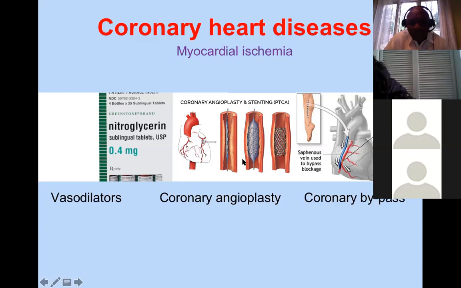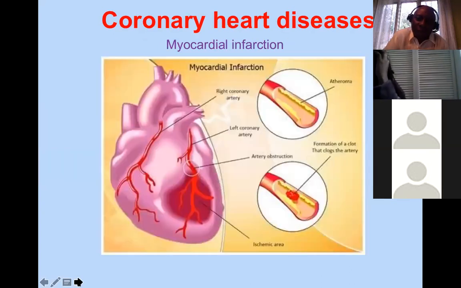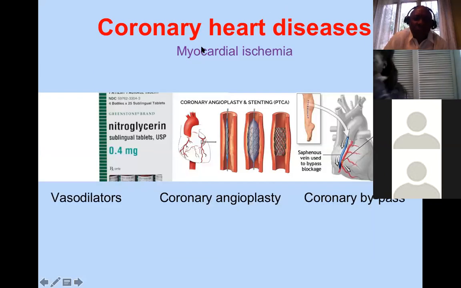there's nothing wrong with these procedures, but they don't work too well long term. So what do we have to do? I'll show you in the next slide what we have to do. But in this slide, we talk about another heart condition. So we've started here with myocardial ischemia, so not enough blood going to the heart because of the plaques, and the solutions to it.